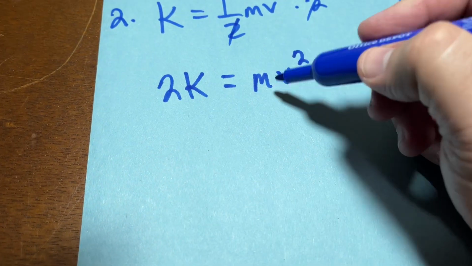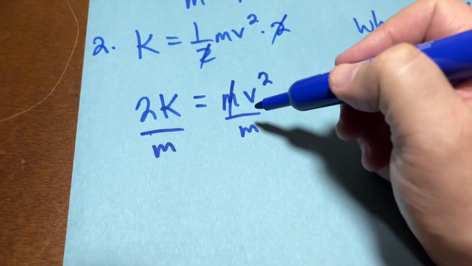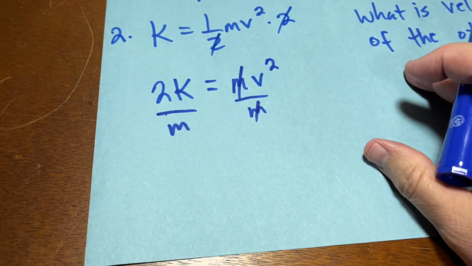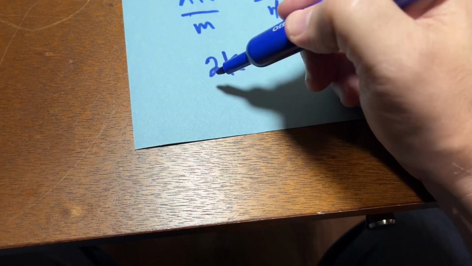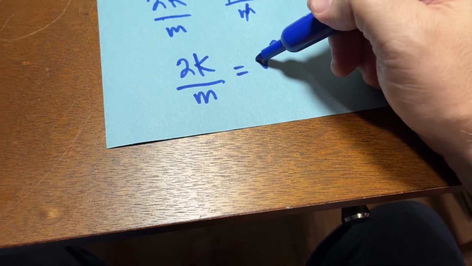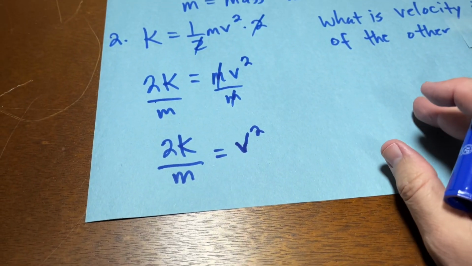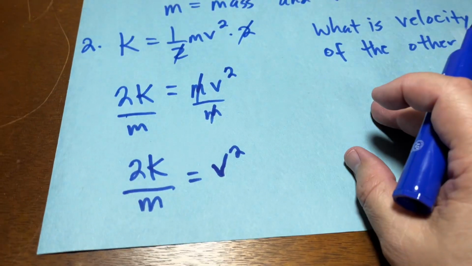The next thing I'm going to do is divide by m. The benefit of that is that the mass is going to cancel like this. So I have 2K over m equals v squared. In a problem like this, you want to stay organized. And notice how I'm keeping everything kind of neat, going straight down the page here.